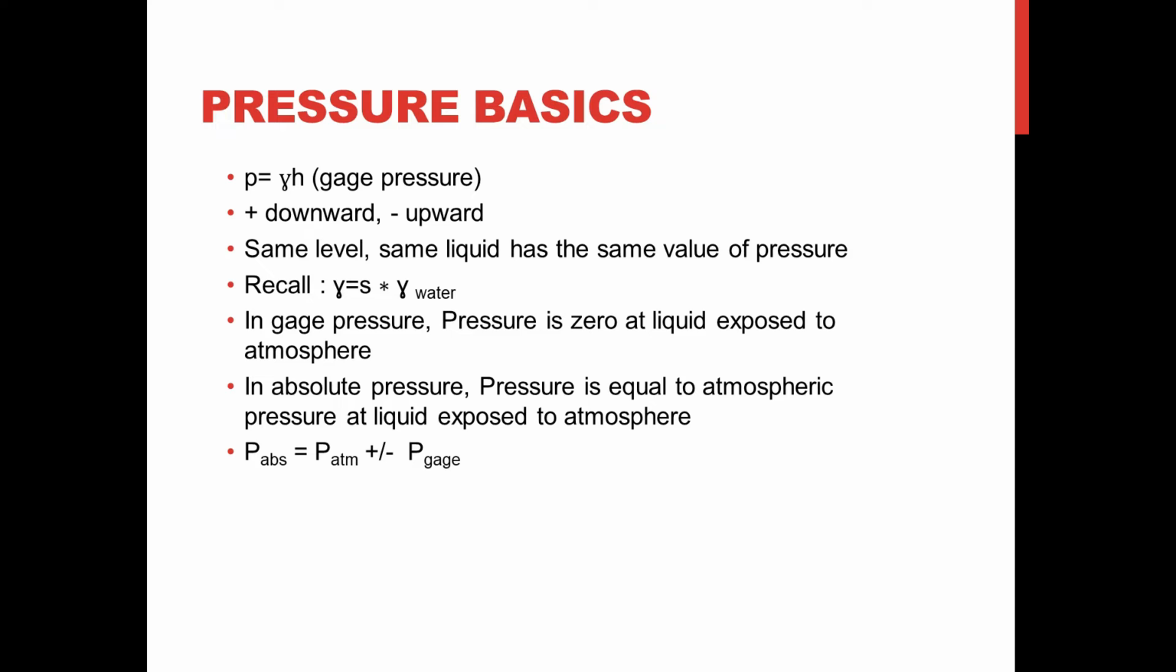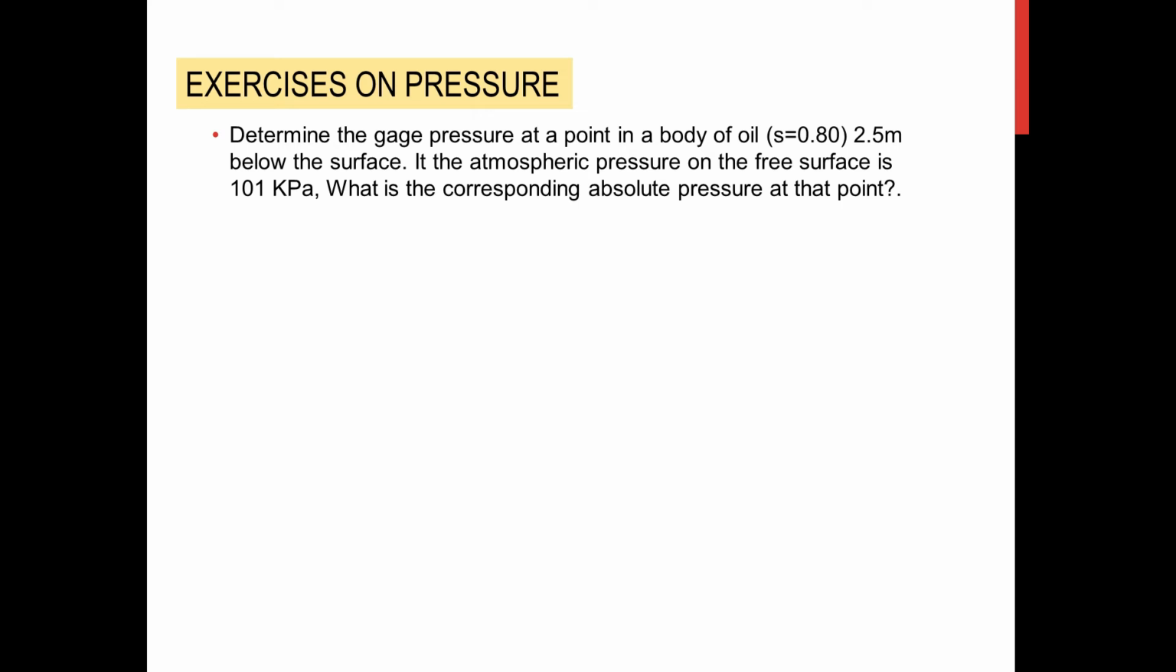We can express the relationship of absolute pressure to that of the atmospheric pressure and the gauge pressure. The absolute pressure simply involves the atmospheric pressure plus or minus gauge pressure. The atmospheric pressure has a value of 101.325 kilopascal, equivalent to 14.7 pounds per square inch, which is also equal to 760 millimeter of mercury. So let us now go on to particular examples.